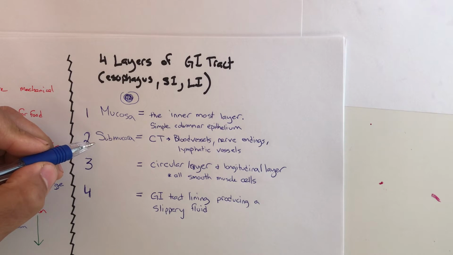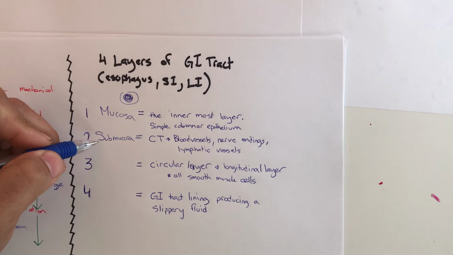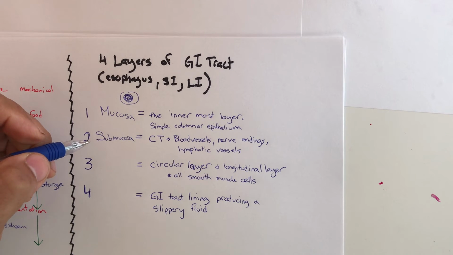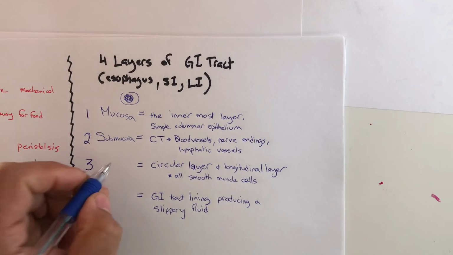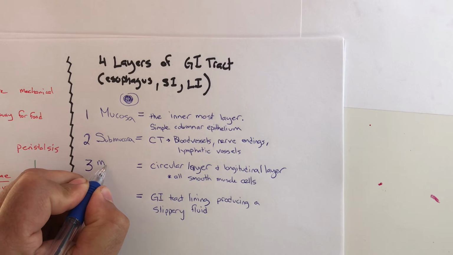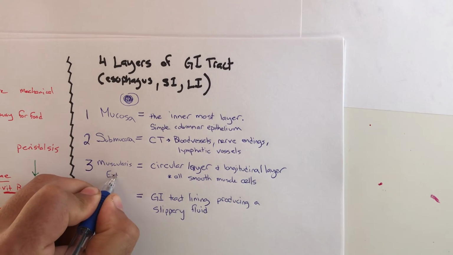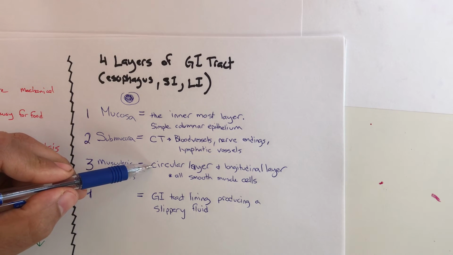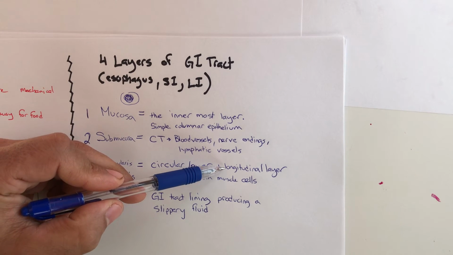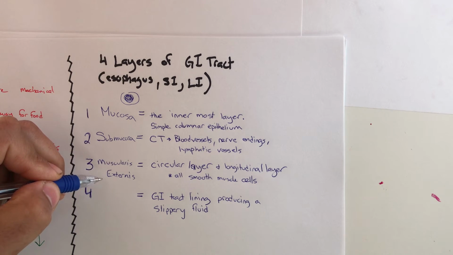The next is called submucosa. And this is where the connective tissue exists. We have blood vessels, we have nerve endings, we have lymphatic vessels. Finally, we have the muscularis externus. We have an inner circular layer of smooth muscle, and then we have an outer longitudinal layer of smooth muscle.